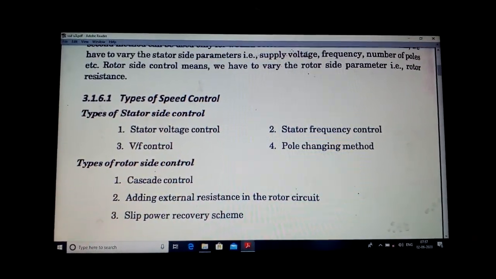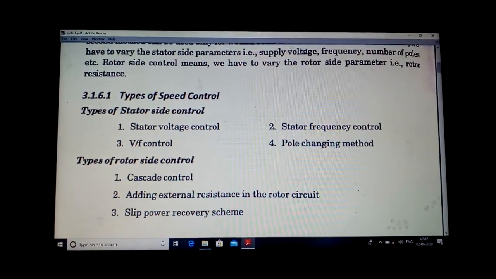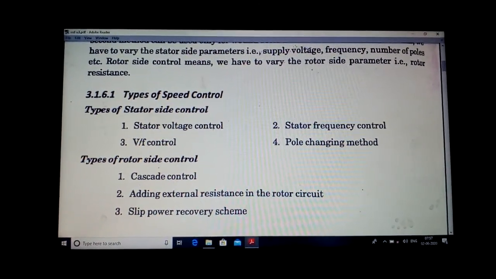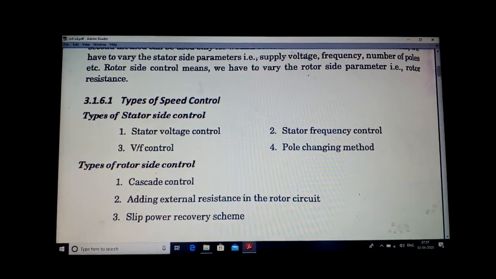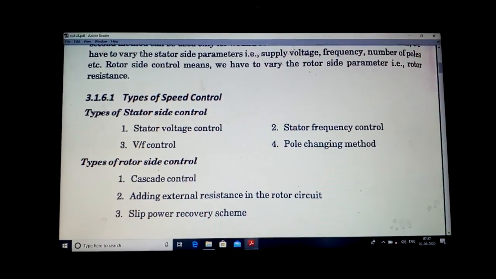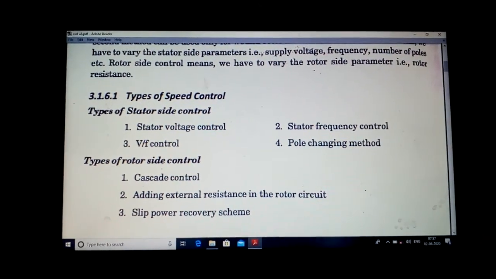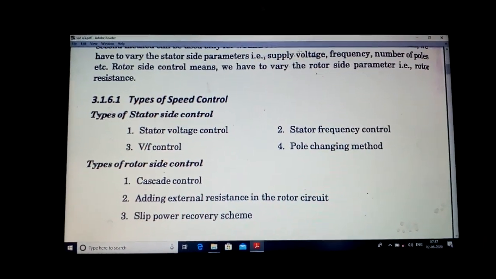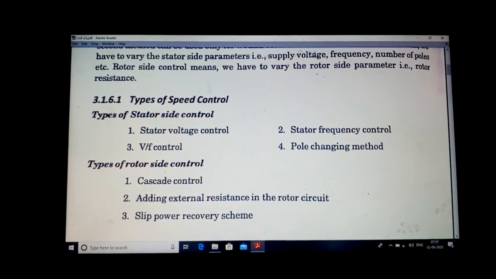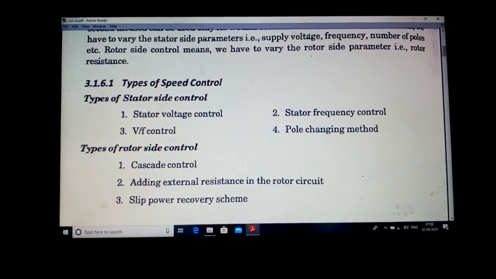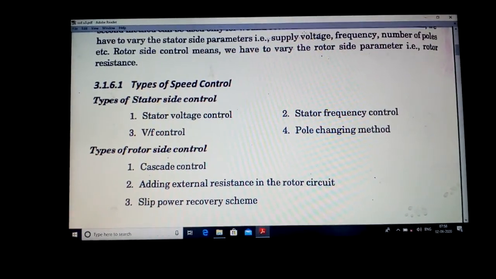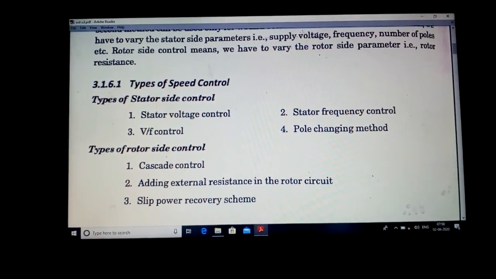So, types of speed control. There are four types. First one is stator voltage control. Second one is stator frequency control. Third one is V by F control. Fourth one is pole changing method. These come under types of stator side control.